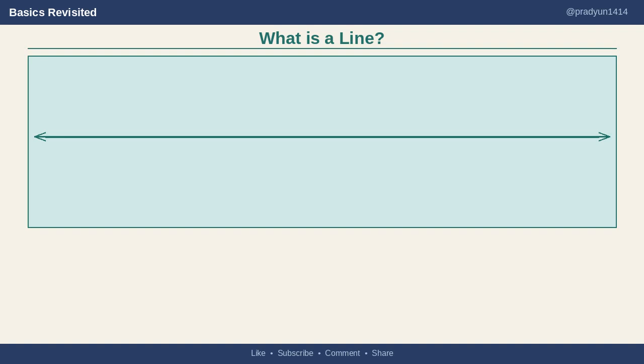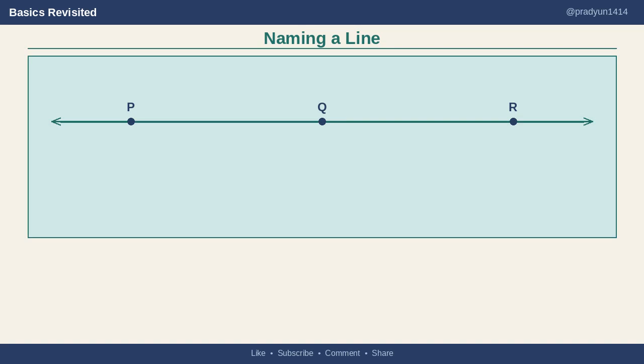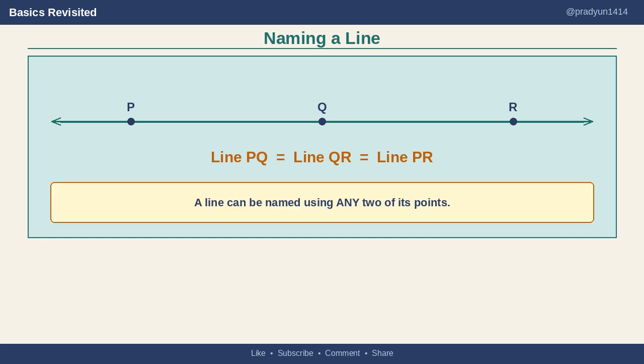A line extends infinitely in both directions. It has no end points and no fixed length. We draw arrowheads on both ends to show this. The line is named using any 2 points on it. Here we have points P, Q and R. We can call this line PQ, line QR, or line PR. They all refer to the same line.